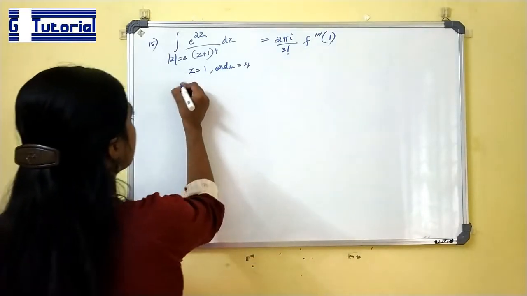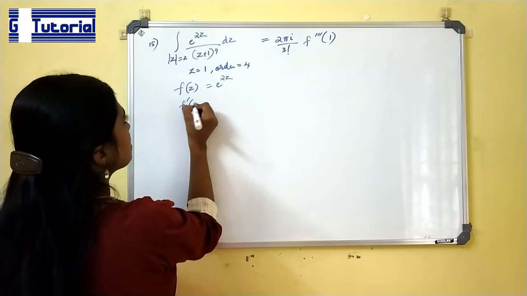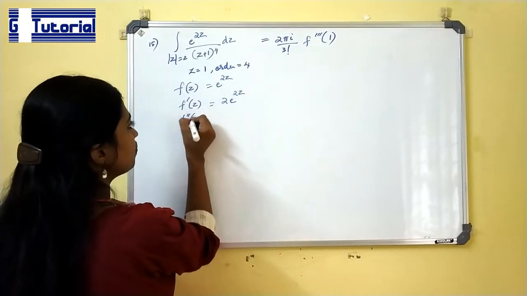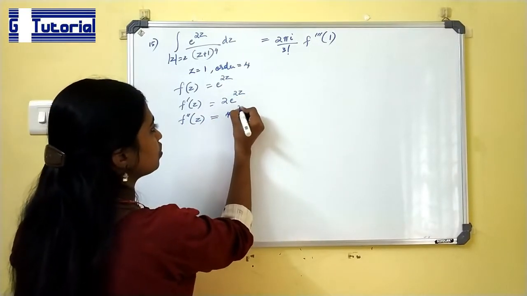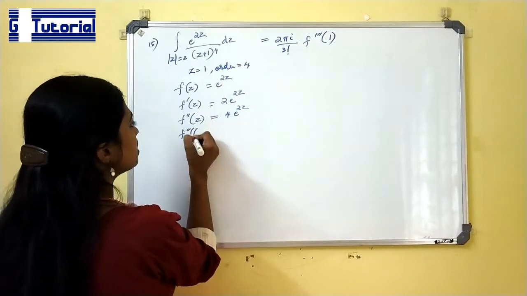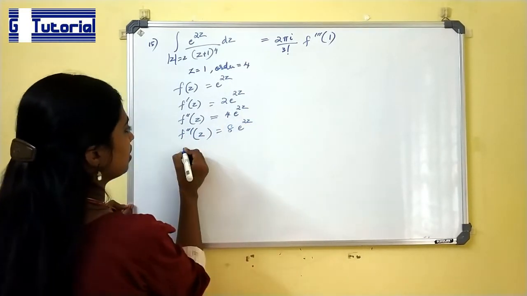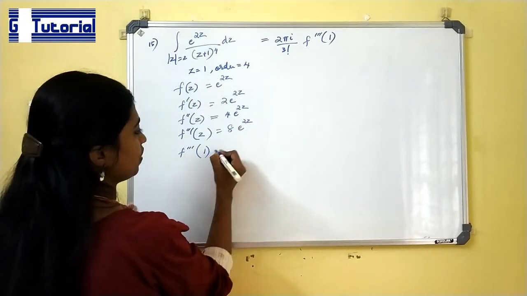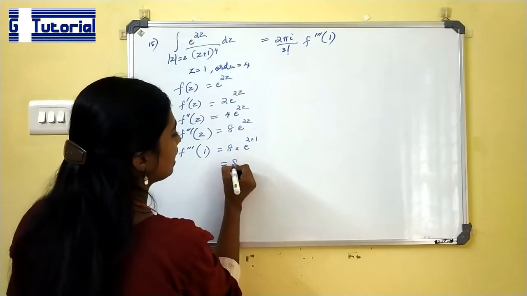Here we are given f of z as e raised to 2z. So f dash of z will be 2 e raised to 2z. f double dash of z is the next derivative, 2 into 4 e raised to 2z. f triple dash of z is 8 e raised to 2z. We have to find f triple dash of a. That is 8 into e raised to 2 into 1, that is 8 e square.